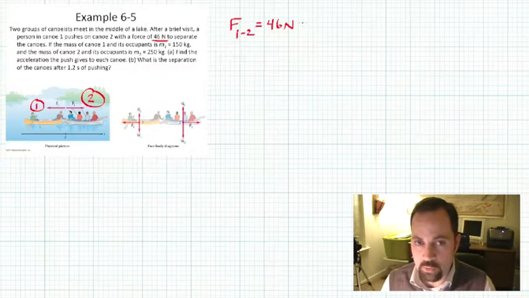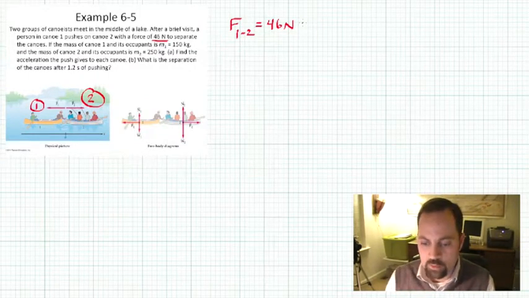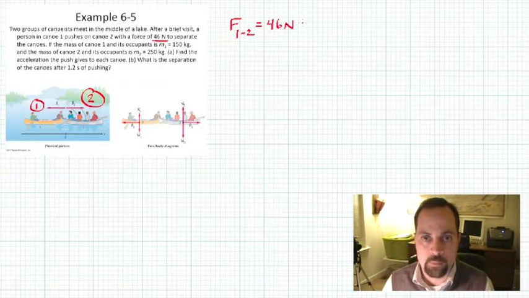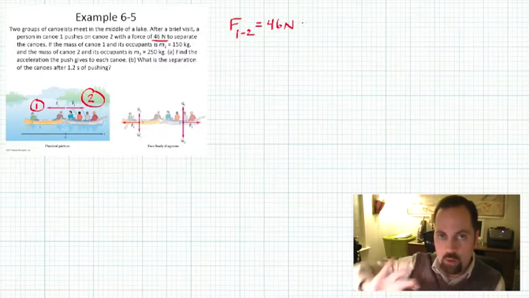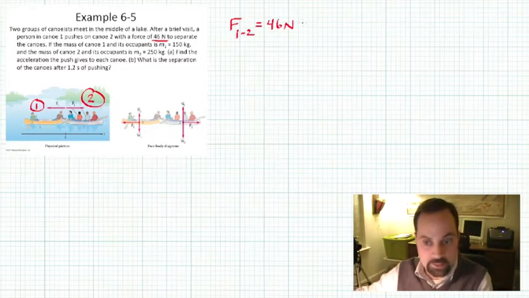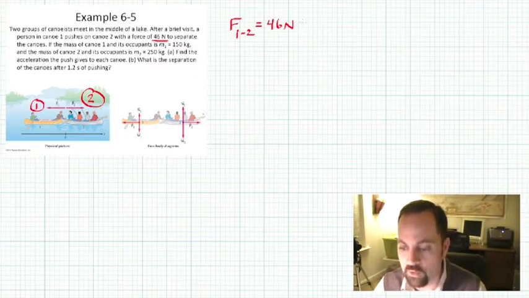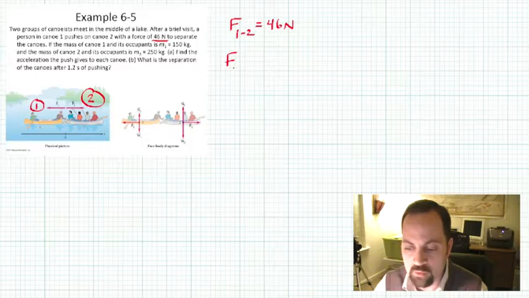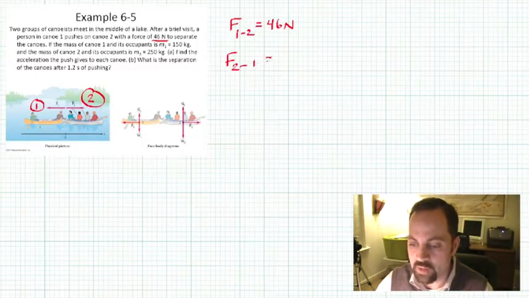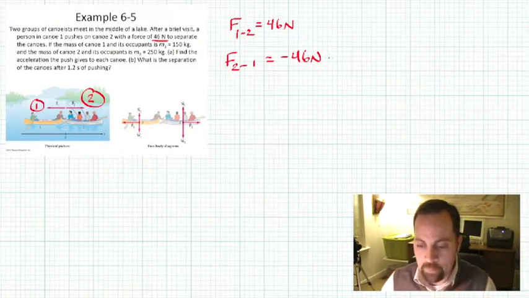But the same thing is true of the reaction force, you might say, on canoe 1. Because you might say that the person in canoe 1 is putting 46 newtons of force into canoe 2. Yes, but since they're pushing off of canoe 2, they're receiving a backwards force of 46 newtons as well. You might say the force from canoe 2 onto canoe 1 is going to be negative 46 newtons.